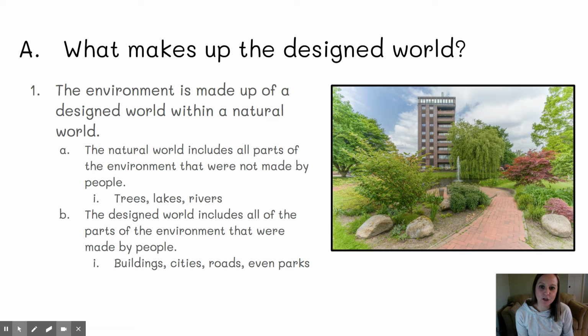The designed world includes all of the parts of the environment that were made by people. So buildings, cities, roads, even something like a park in this picture here. Even though those trees and the water we would consider parts of the natural world, that park in itself was designed by people. So the structure of where things are is still the designed world. Oftentimes something can be part of the designed world, but also be part of the natural world.